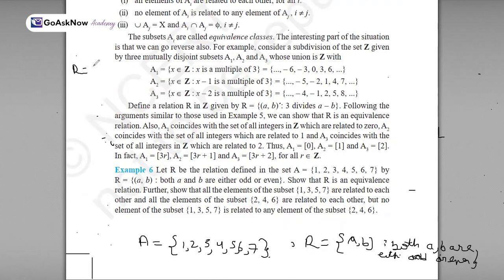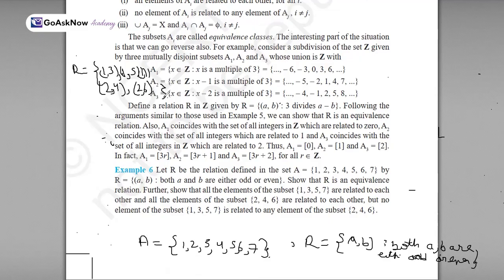So R can have (1, 3). Here both a and b are odd. And it can also have (1, 5) there, (1, 7) there. Here in (1, 3) both elements are odd, in (1, 5) both elements are odd, and similarly in (1, 7) both elements are odd. And if I pair an even number, say 2, then I must take 4 or 6, because these are the only even numbers inside this set. So (2, 6) should be there. Like this I have the relation R.